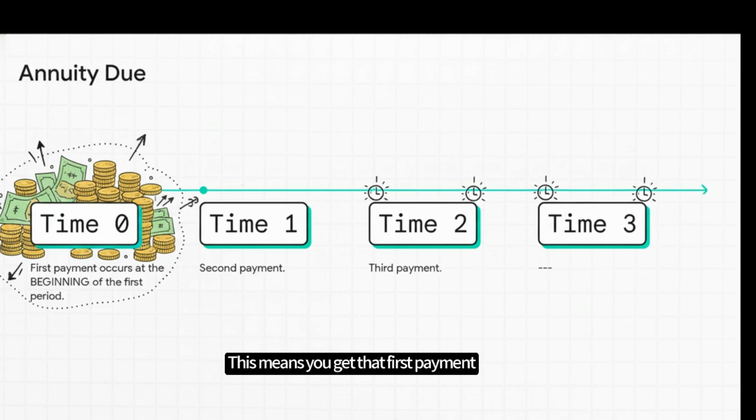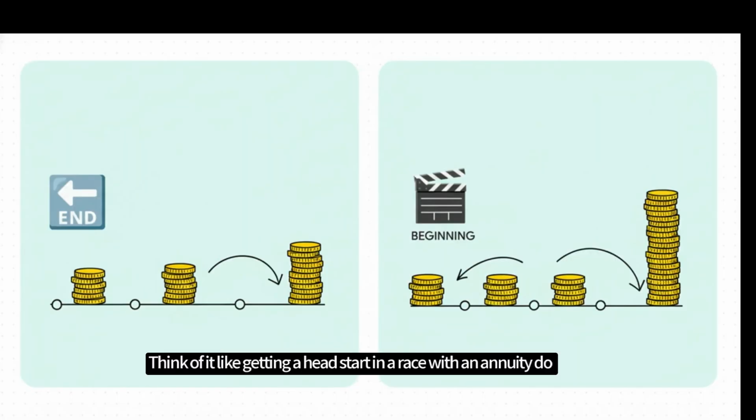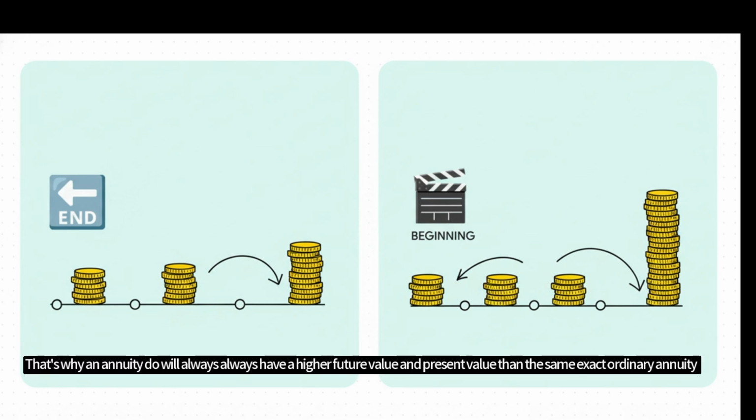This means you get that first payment right out of the gate, immediately at time 0. And this timing difference makes a huge difference to your wallet. Think of it like getting a head start in a race. With an annuity due, every single payment is made earlier, which means each one has an extra period to sit there and earn interest. That's why an annuity due will always have a higher future value and present value than the same exact ordinary annuity.